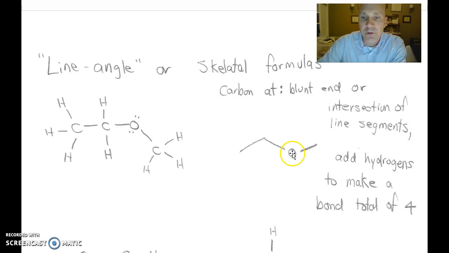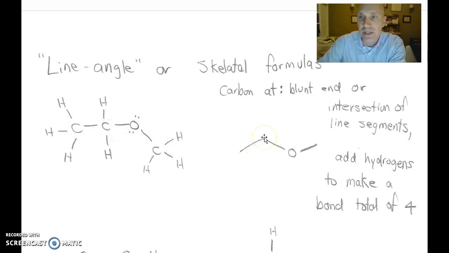Coming this way, I see an intersection between line segments, so there would be assumed to be a carbon there. And this right here is a blunt end of a line segment, so there would be assumed to be a carbon there. This end right here is the bond to the oxygen, and going out this way, that would be assumed to be a carbon there. So here is the oxygen. There are 2 carbons in a line. Those would be this and this.